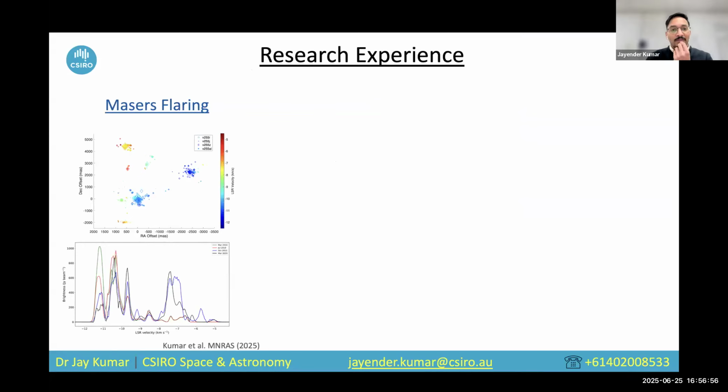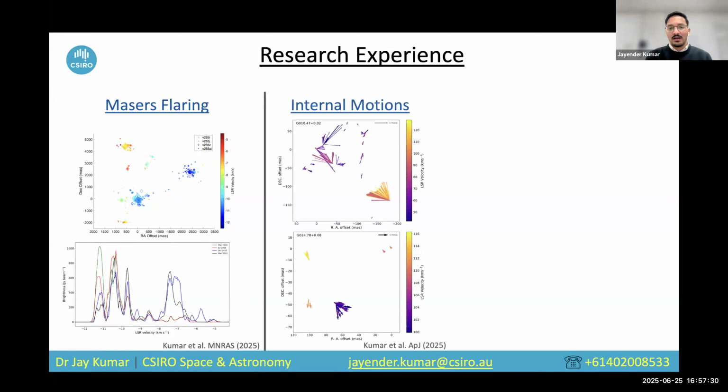Just going a bit more into what I've done, I think it's good so that it makes sense later on why I am talking about what I'm talking about in my talk. On the left hand side, you see one of the maser flaring events in the NGC 6334 high mass star forming region, and the top plot is the maser spot map, and the bottom is the velocity spectra.